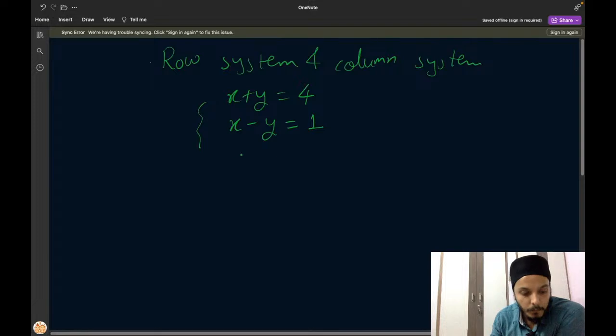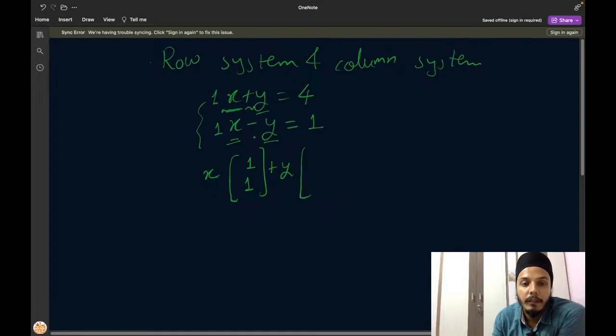So how do we write this in the form of vectors? We take the variable x outside, and the coefficients here are 1 and 1, so it will be the vector 1, 1. Similarly, you take the variable y outside, so this will be plus y times the coefficients plus 1 and minus 1. And the right side will be nothing but 4 and 1. So this was the row picture, and this is the column picture.